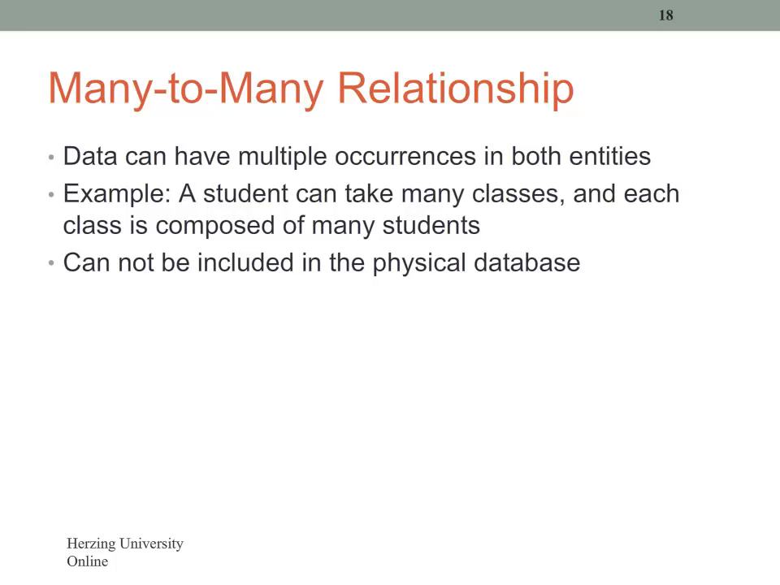So what about a many-to-many relationship? Well, here, data can have multiple occurrences in both of the entities. A student, for example, can take many classes, and each class is comprised of many students.